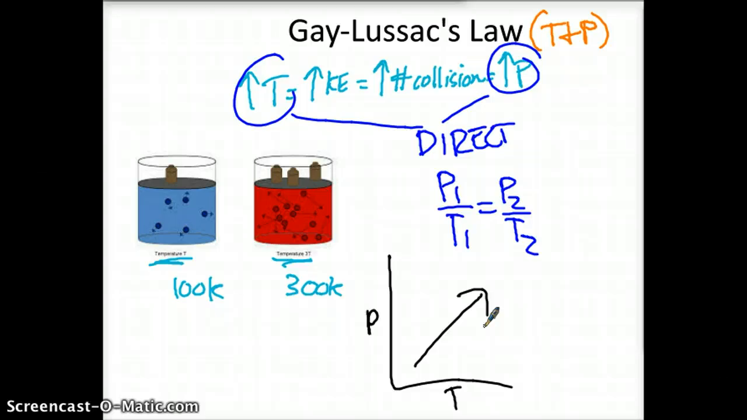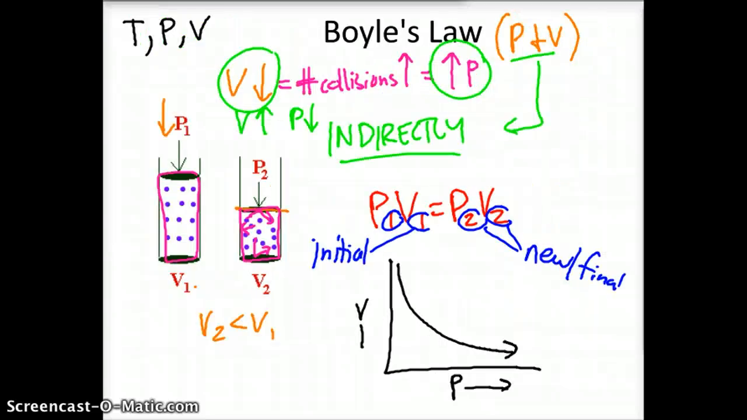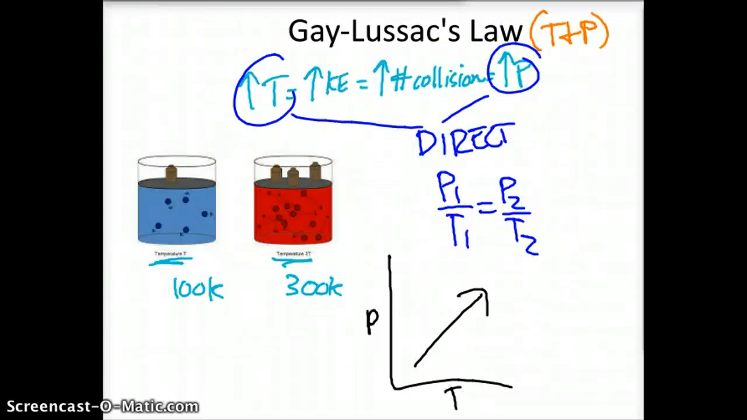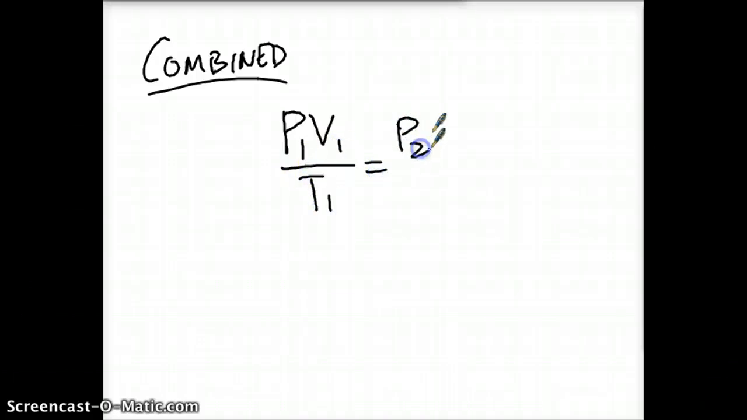One thing that you also need to be able to recognize is if we take all 3 of these relationships, Boyle's law, Charles' law, and Gay-Lussac's law, and put them together, we get something that's called the combined gas law. And this is basically a mathematical representation of all of these together. P1 times V1 over T1 equals P2 V2 over T2.